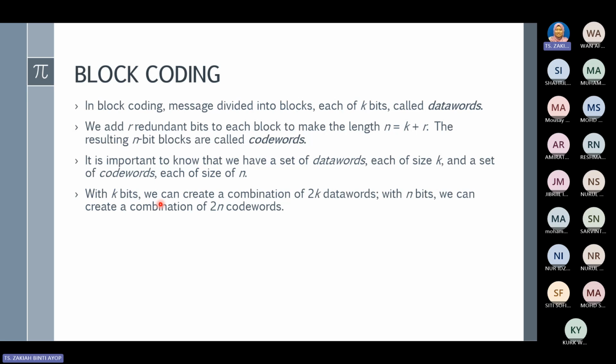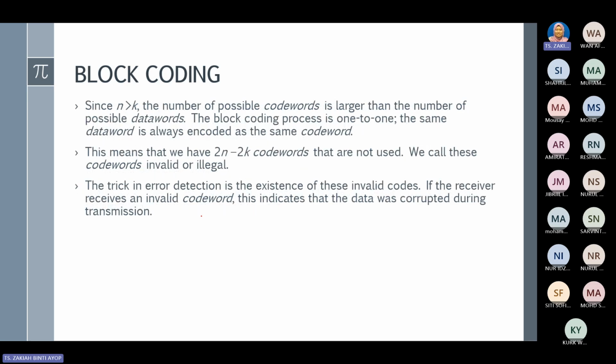With k bits, we can create a combination of 2 power of k data words. This is a mistake, hold on. It should be 2 power of k data words, and with n bits, we can create a combination of 2 power of n code words. Since n is bigger than k, the number of possible code words is larger than the number of possible data words. So the block coding process is one-to-one. The same data word is always encoded as the same code word.